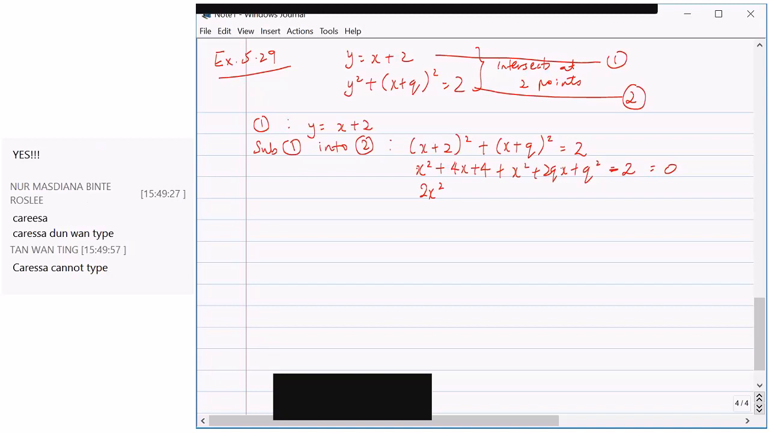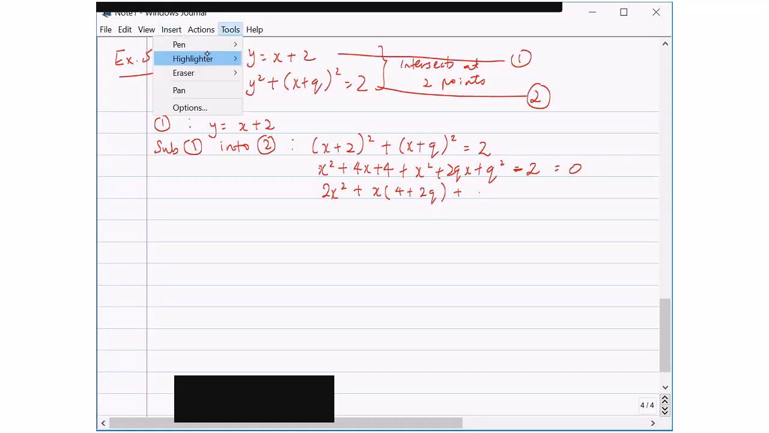Okay, so x squared plus x squared, 2x squared. 4x plus 2qx, so I have plus x, take out common factor x: 4 plus 2q. These two come together, the x and x come together. Then I have 4 on its own, plus q squared, and 4 minus 2 is 2. The constant terms also must simplify, so I have 2 plus q squared. So basically the x squared terms combined, the x terms combined, and the constants 4, q squared and minus 2 combined. Okay here?